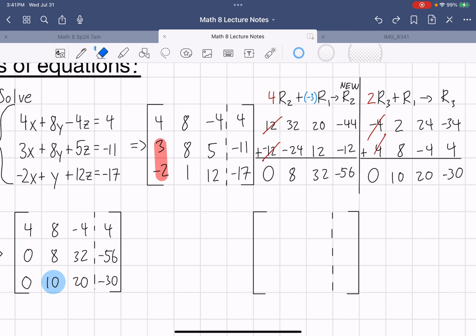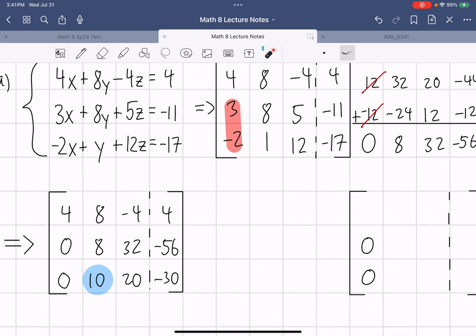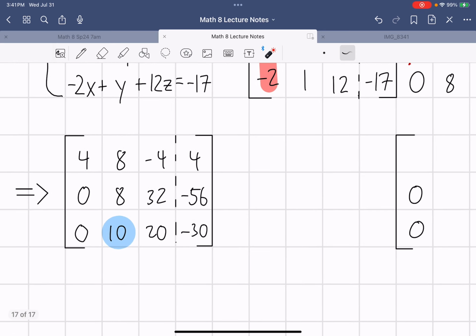So I know for sure, I can already say that these two values here in this first column will stay 0. But what do we need to do? Because this is 8 and that's 10. So what would I need to multiply by?